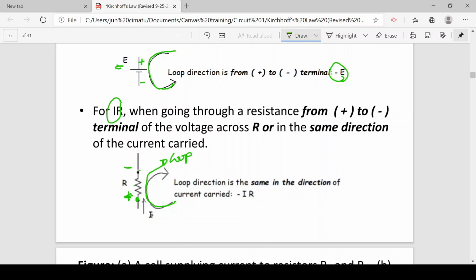Entering the R from the positive terminal of the voltage across the R and leaving the negative terminal, the I times R is negative. Or if we go through the resistance in the same direction as the current, the I times R is negative.